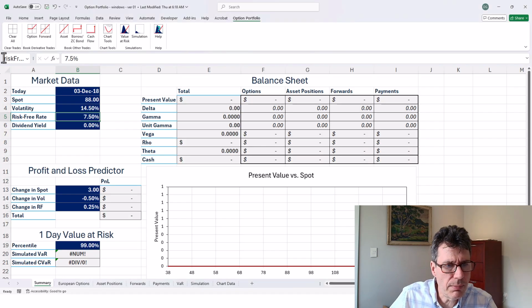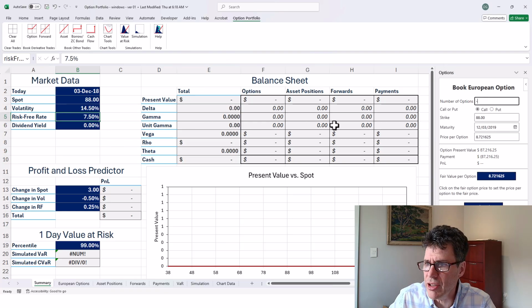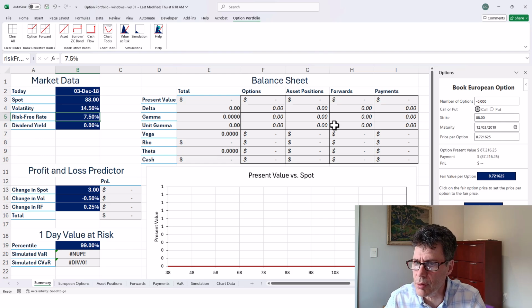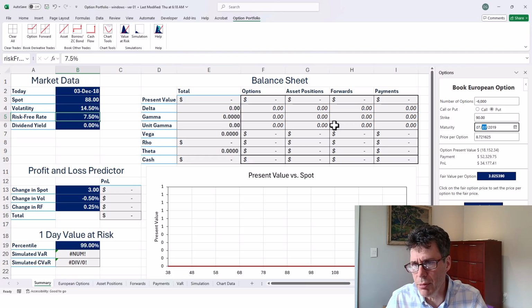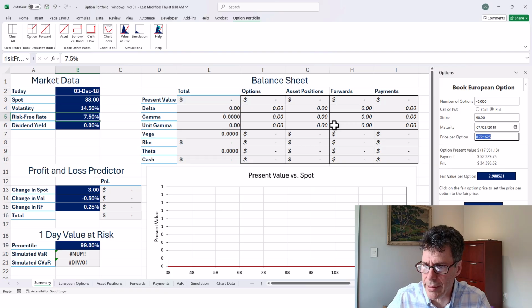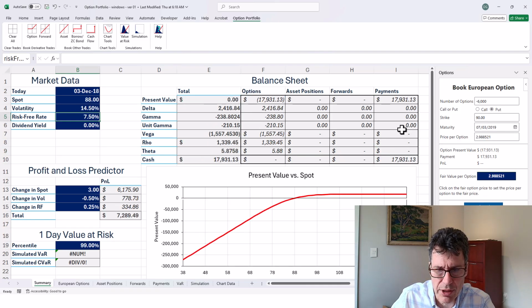Okay, we've got the option portfolio ribbon. We're going to click on the option button, and we are selling 6,000. So we put a negative 6,000 put options with a strike of 90 and a maturity of July 3rd, 2019. That has a fair value of 2.988521. I'll go ahead and click that. Book the options. We can see them come into the spreadsheet.